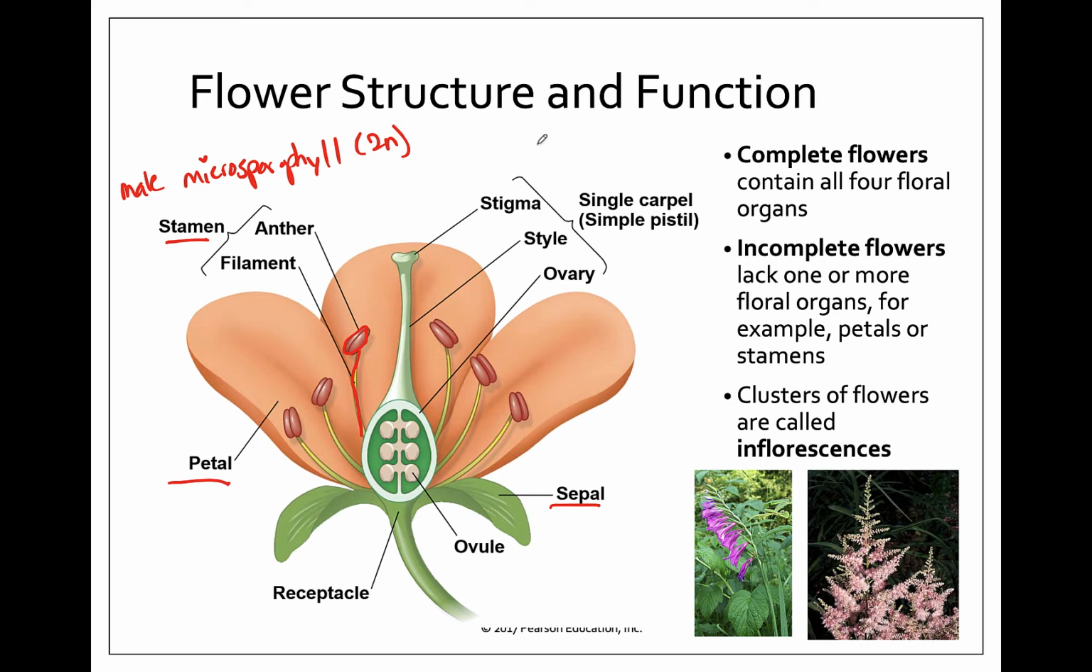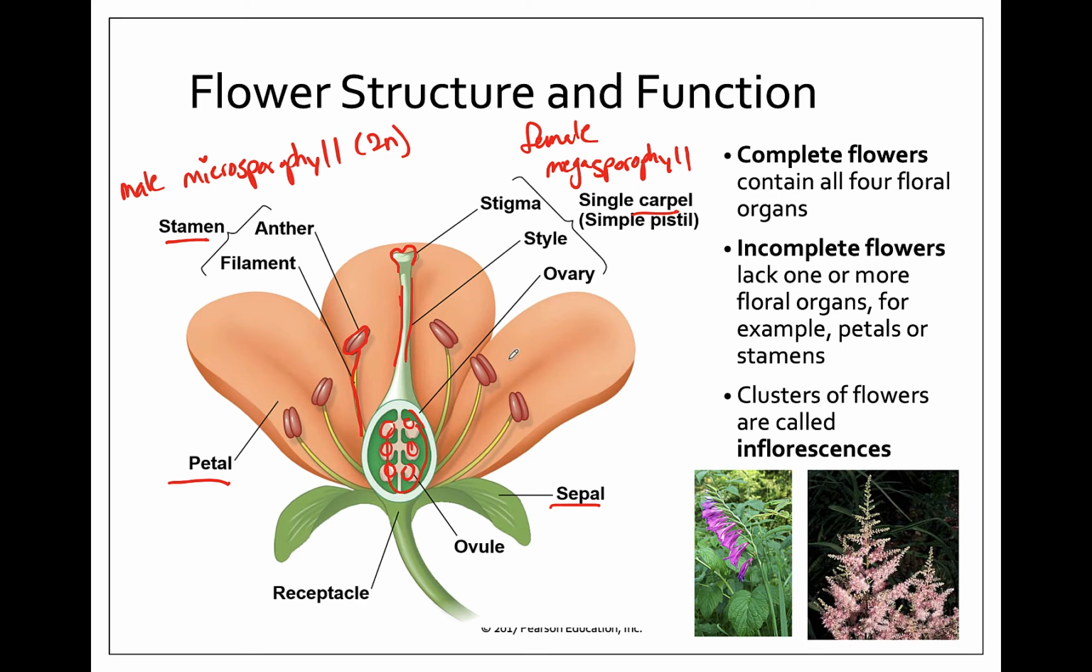And then we have the female megasporophyll, which is the carpel or pistil, which is made up of three main parts. We've got the stigma, that's sticky, the style, which is the tube that helps hold up the stigma, as well as the ovary. The ovary can be a single ovule, or in this case you can see there's 6 ovules in here.